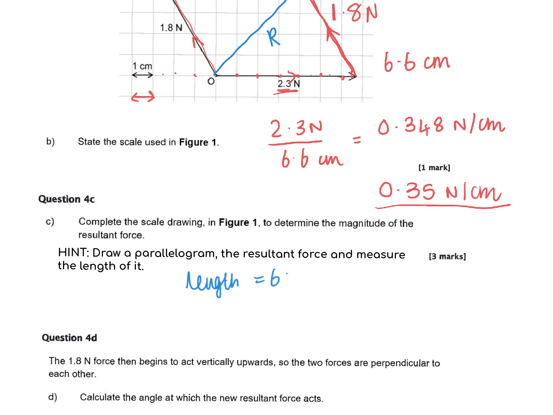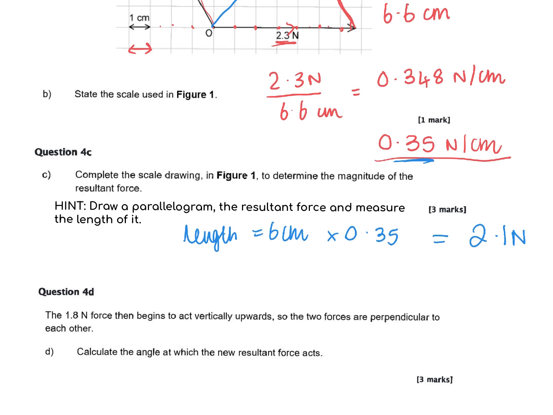Length equals 6 centimetres. And then we just times it by our scale from the one above, times 0.35, and you're going to get 2.1. Don't worry too much if you didn't follow that one. In the Welsh exam board, we can only ask you questions where there is a right angled triangle, whereas up here there is no right angle. So any time that you will be doing this will be simpler than this example.